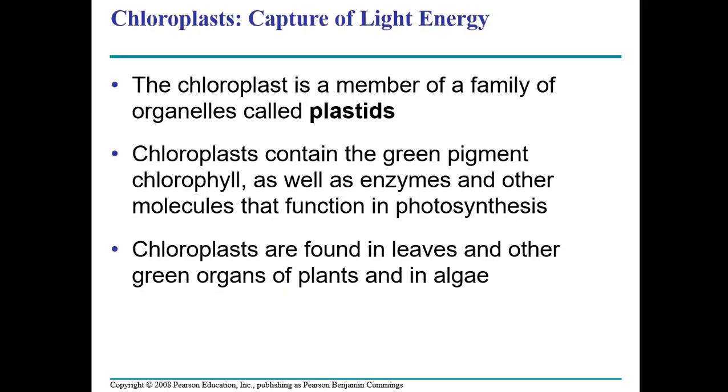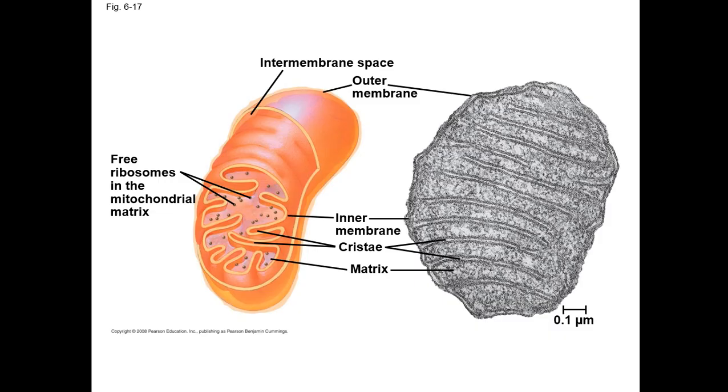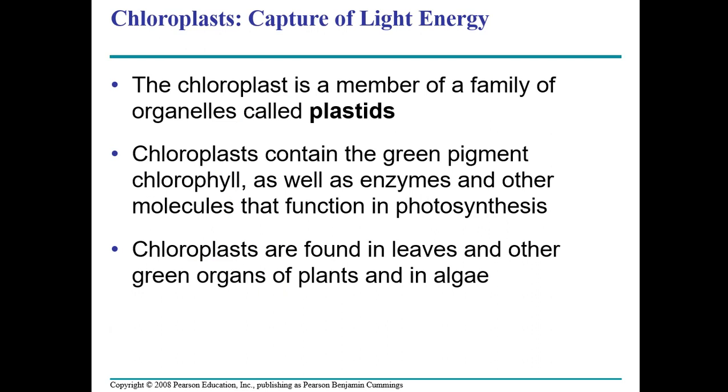Chloroplast is a member of a family of organelles called plastids. They contain green pigment called chlorophyll as well as enzymes and other molecules that function in photosynthesis. Kung yung mitochondria, it's for cellular respiration. Yung chloroplast, it's for photosynthesis. So they are found in leaves and other green organs of plants and algae.